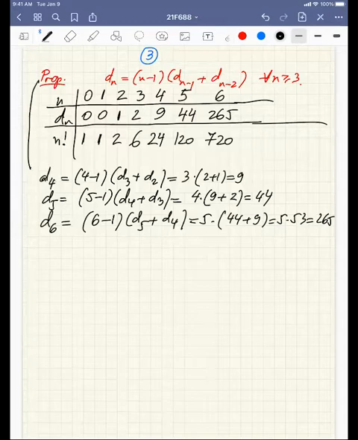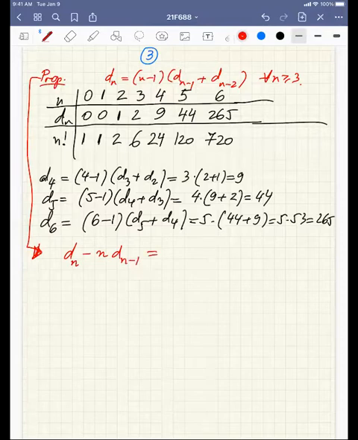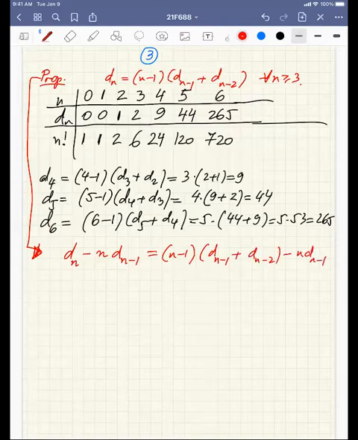and Euler figured out a nice consequence of it, which is if you can write d_n minus n d_{n-1}. So if you use the recurrence above, it is (n-1) d_{n-1} plus (n-1) d_{n-2} minus n d_{n-1}. And if you unpack things a little bit, this is going to be minus d_{n-1} plus (n-1) d_{n-2}, which is minus (d_{n-1} minus (n-1) d_{n-2}).